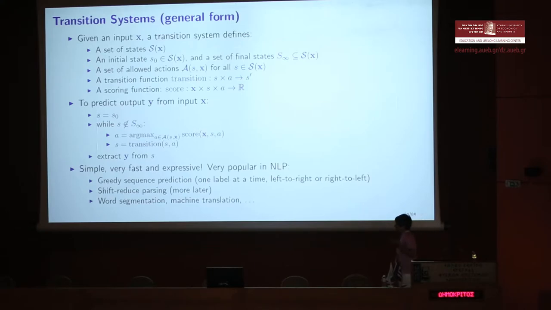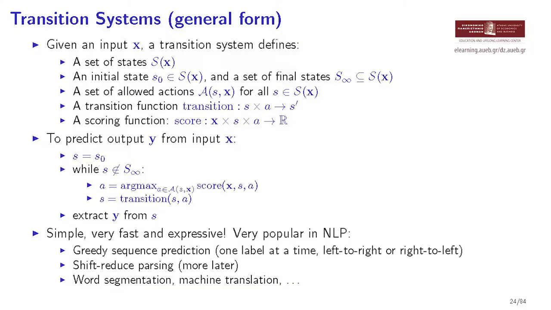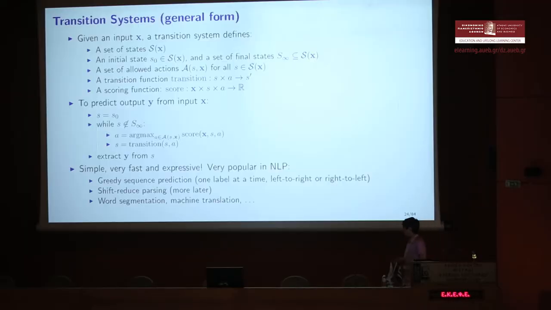And so this is simple conceptually. It's super fast because it's greedy, one piece at a time. And it's very expressive because we can encode anything we predicted so far. It's really very expressive, so it's very popular for NLP. I just showed greedy sequence prediction, which is a trivial instantiation of this, one level at a time. Later, if we have time, I'll review shift-reduce parsing, which is a super popular approach used for many models to predict parse trees. Word segmentation and machine translation are also usually framed like a transition system somehow, okay?